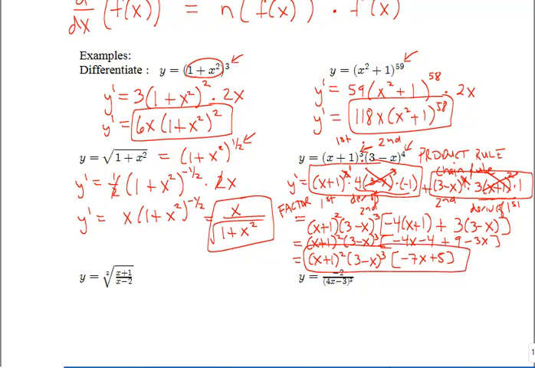So when you have a product rule like this, usually you're going to want to do some factoring to help you clean it up and get a nice answer.